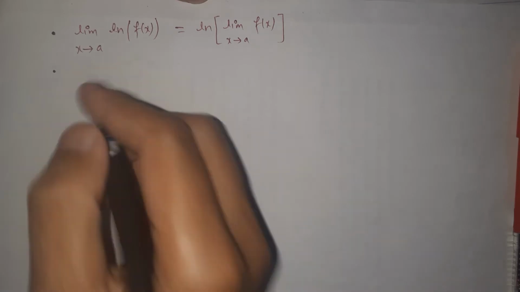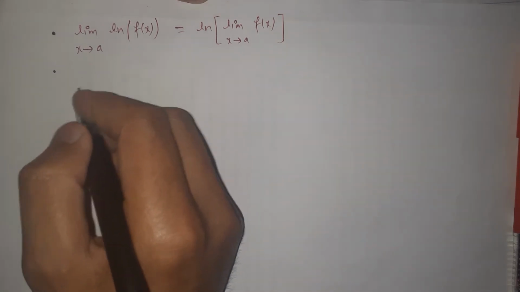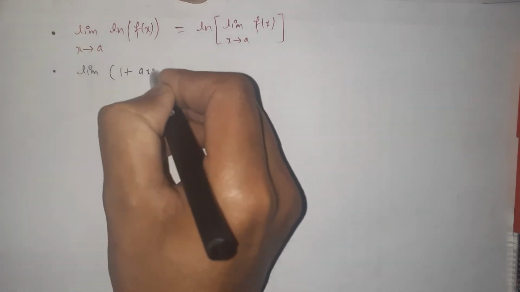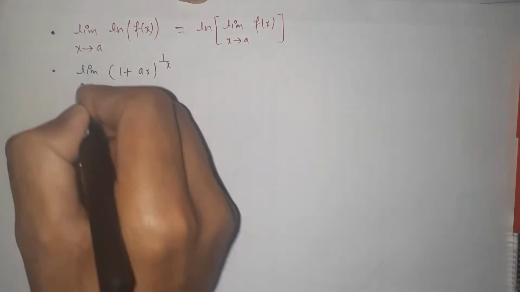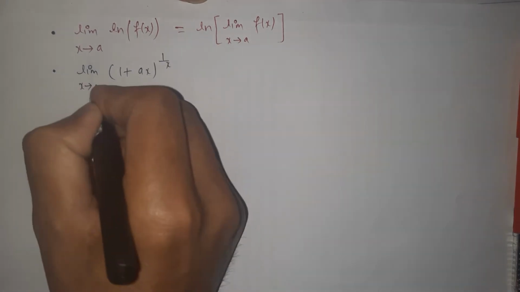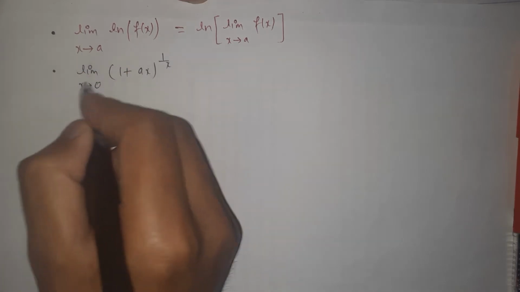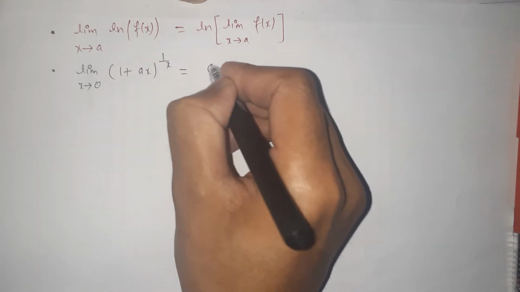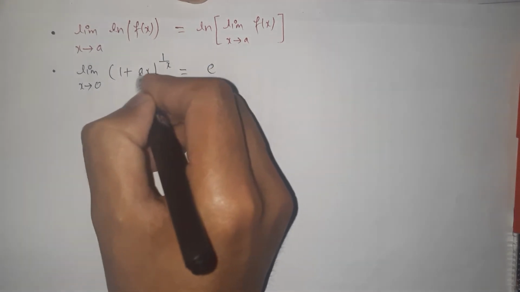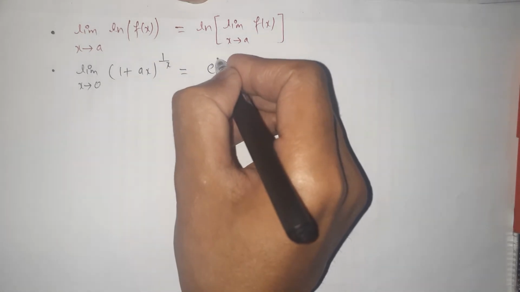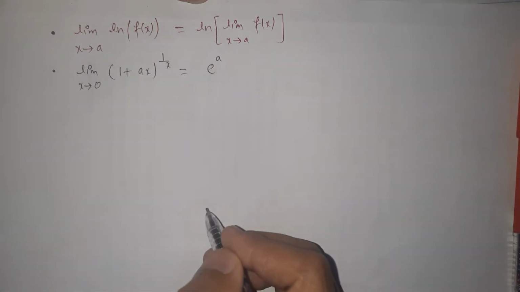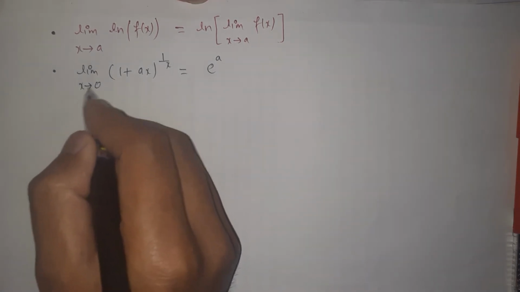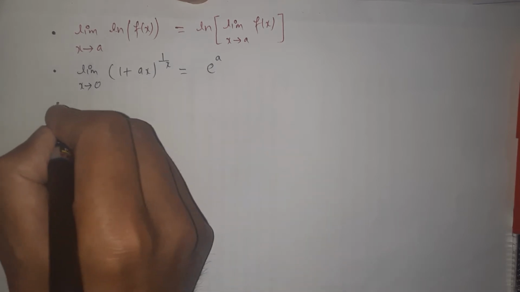And let's recap another formula on the limit. The limit of the function (1 plus ax) to the power 1 over x when the variable x approaches 0, in this situation the limiting value is e to the power of the coefficient of x. Here the coefficient of x is a, so the limiting value will be e to the power a. This is the case when the variable approaches 0.